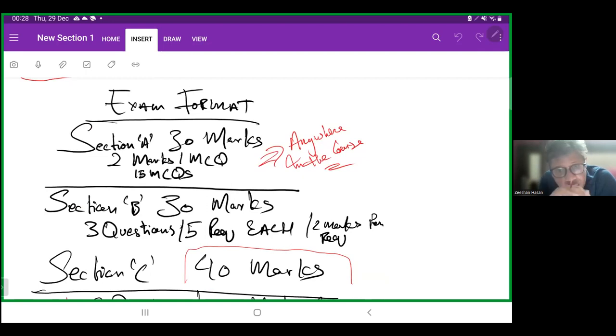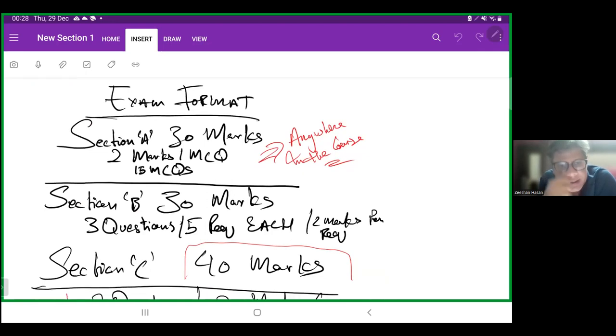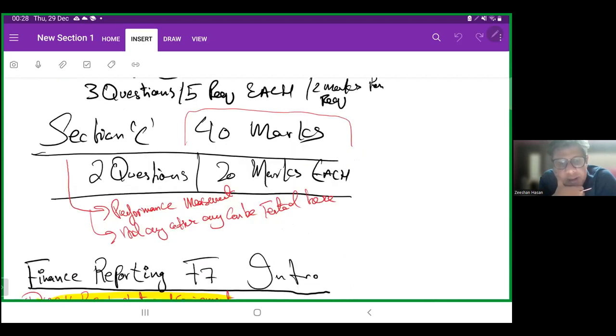Now, long questions will be covered in section C, which will cover your 40 marks, right? Two questions: one question will definitely be from the last section of the course, that is performance measurement, and one question can be from anywhere in the course, right?